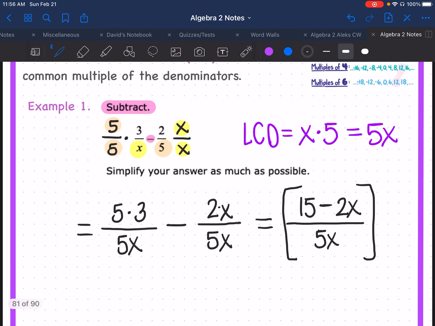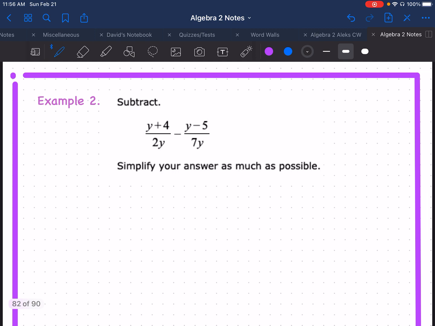All right, let's go ahead and look at our next example. They're just going to progressively get a little bit harder. Take a look at your denominators. We are once again being asked to subtract. So just to help myself remember. All right, so my denominators, I want to look to see, is there anything that they have in common?